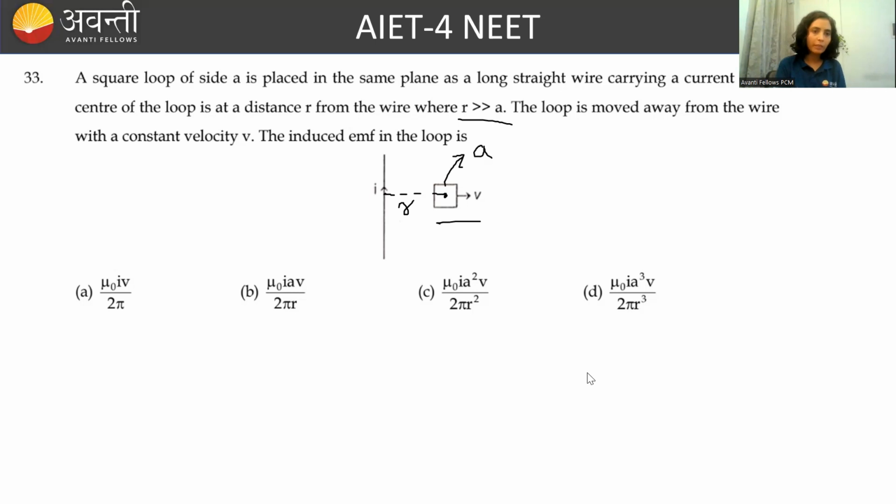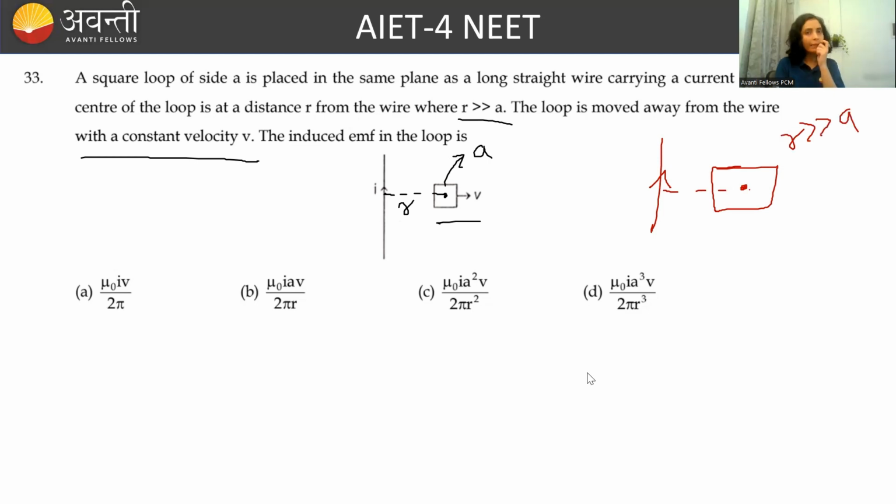The loop is moved away from the wire with constant velocity. What will the induced EMF be? How can we solve it? See, this question is not that difficult. We just need to have confidence. So here, you see, it is given that R is far, far greater than A. So if R is far, far greater than A, just see what may happen.